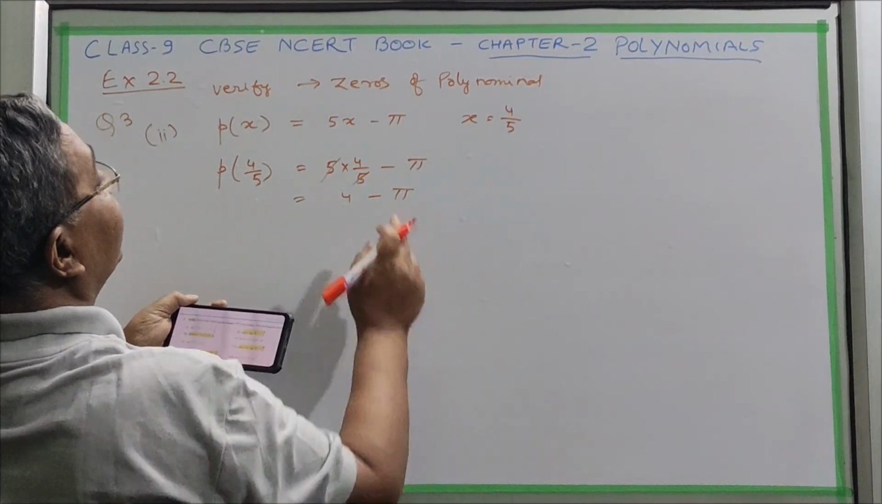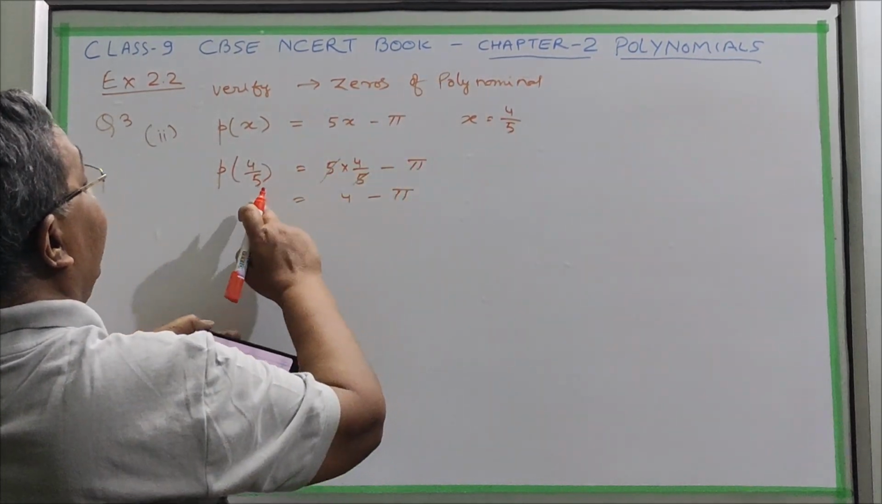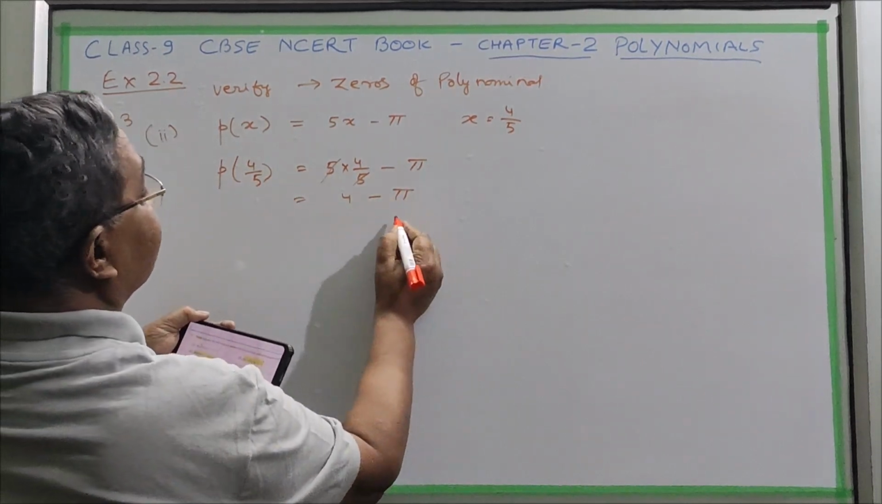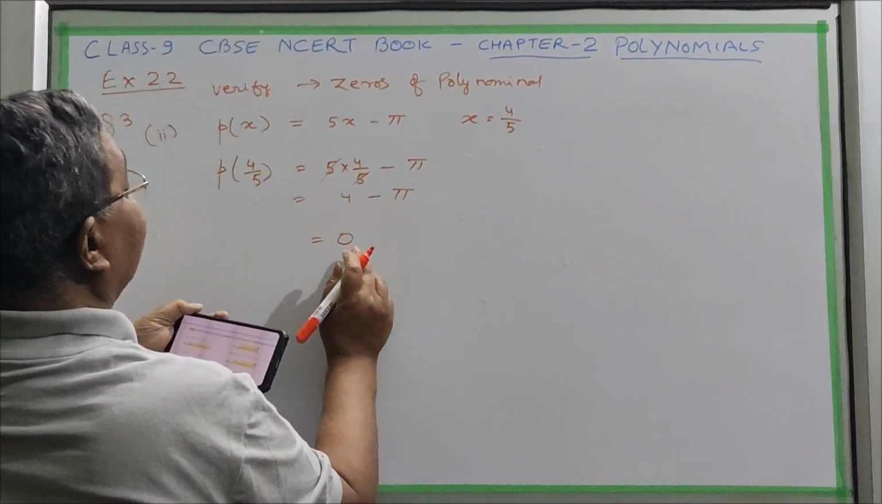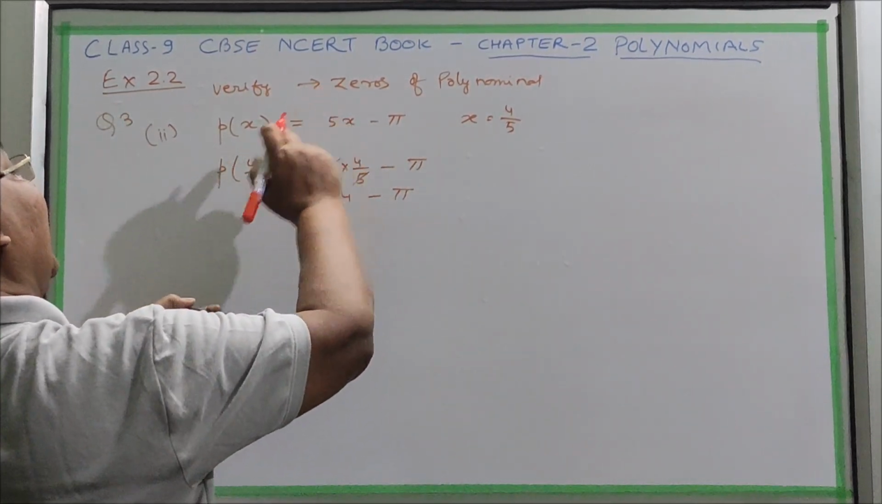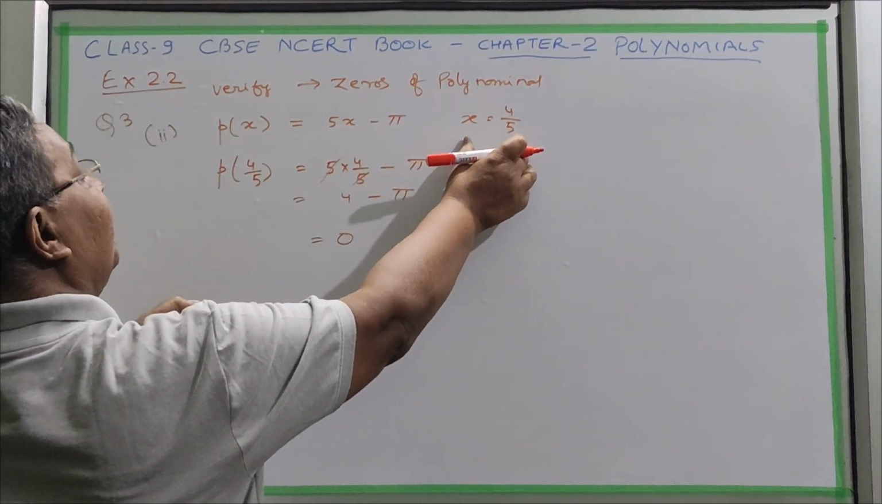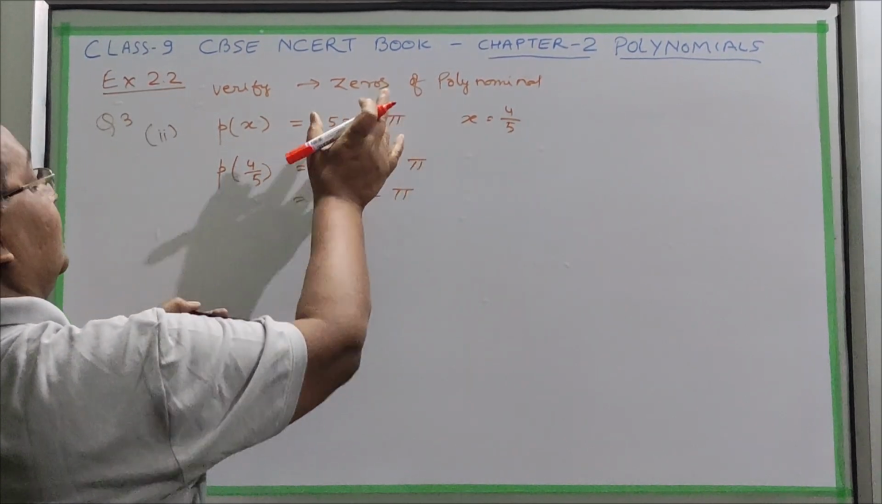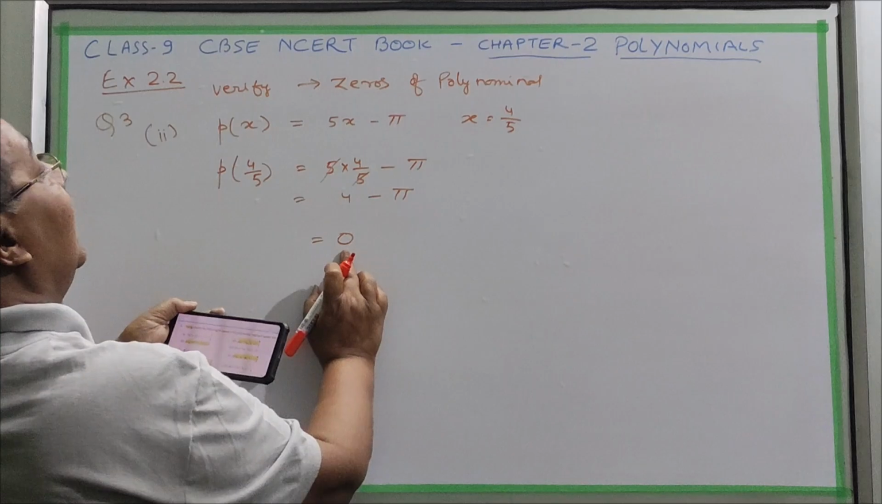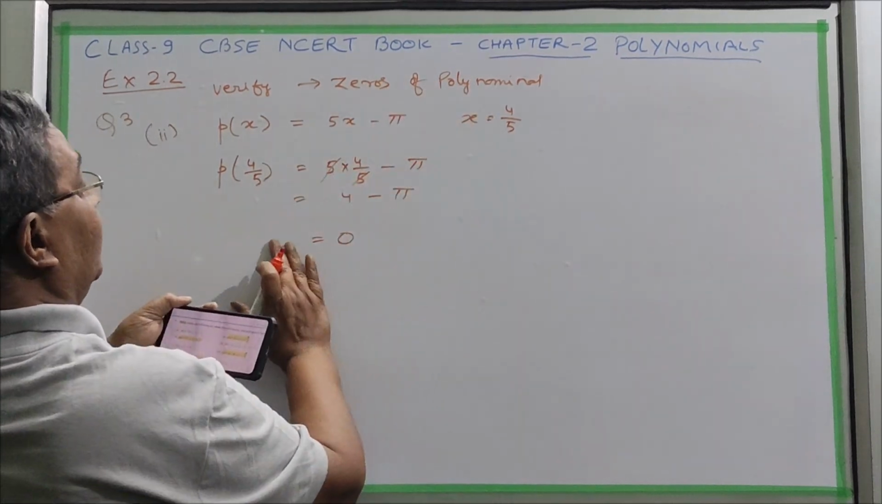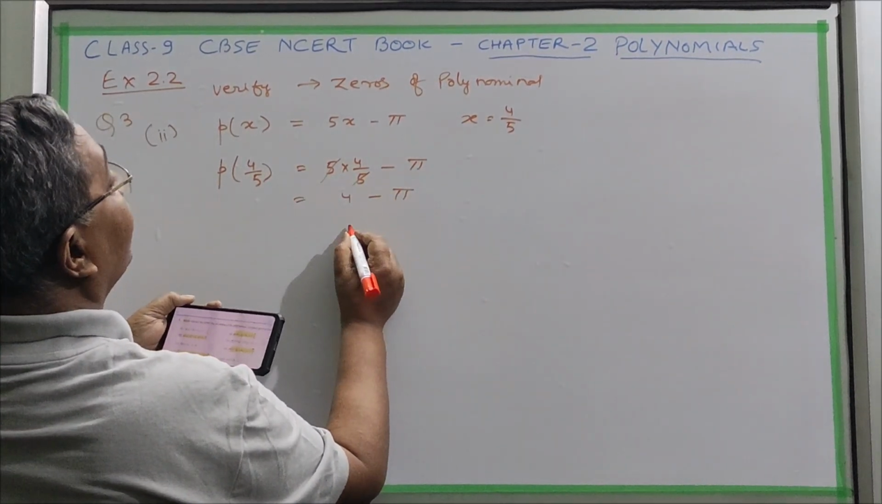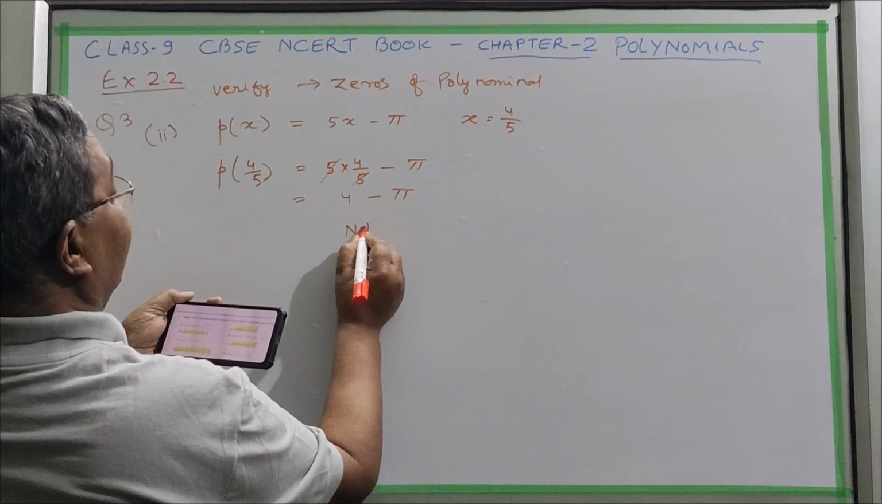So here you see, zero of polynomial: if after solving this it comes to 0, then it is a factor. If 0 is not coming, it is not a zero of the polynomial. So here it is not a zero of the polynomial. Its answer is no.